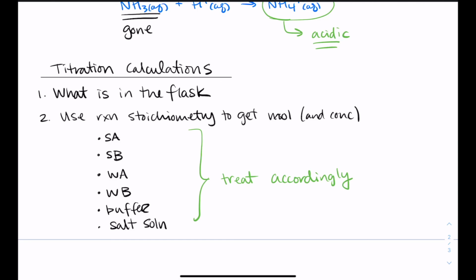So what is in the flask? Do they react with each other? What do I have left over? Out of the things I have left over, what affects the pH? And then how do I calculate the pH of the thing left over?